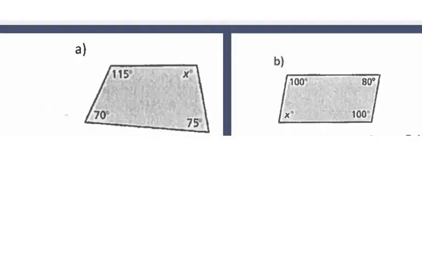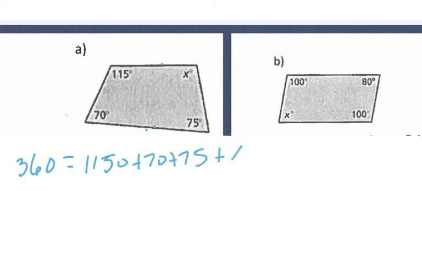So here's an example, A. I don't quite know if this is a trapezoid because this doesn't really look parallel to me, but it's definitely a quadrilateral. So I know this is equal to 360 degrees. And so that equation is going to be 360 is equal to 115 plus 70 plus 75 plus x.